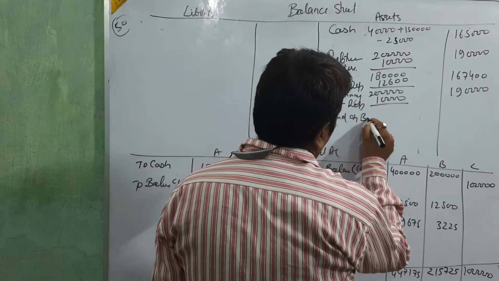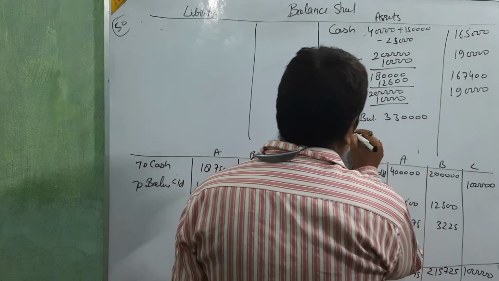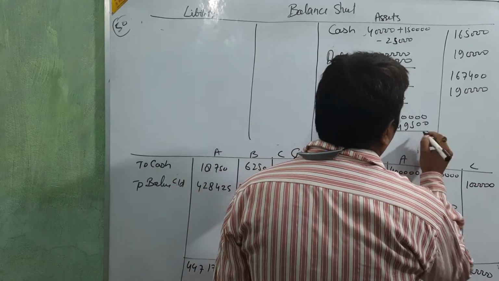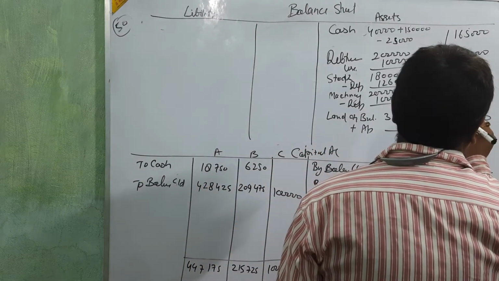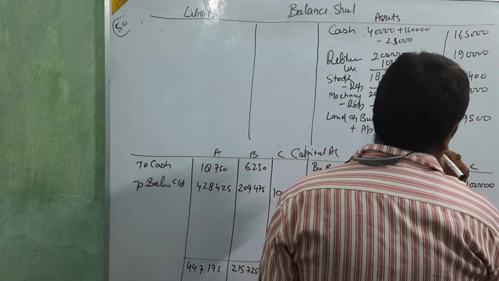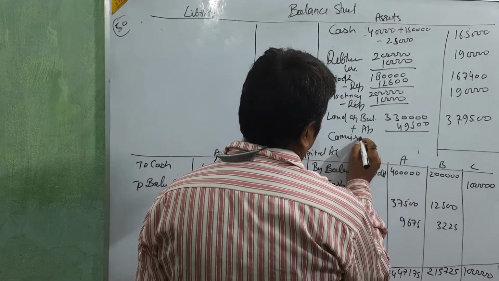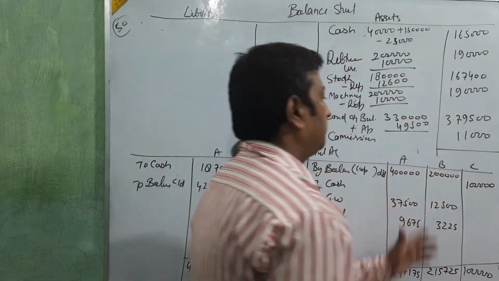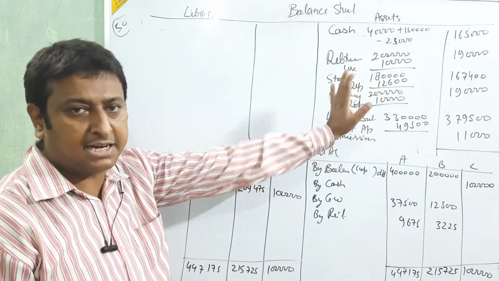Next is land and building, 3,30,000. Add appreciation amount 49,500. Then one more, income commission 11,000. Okay, clear or not? It's clear.